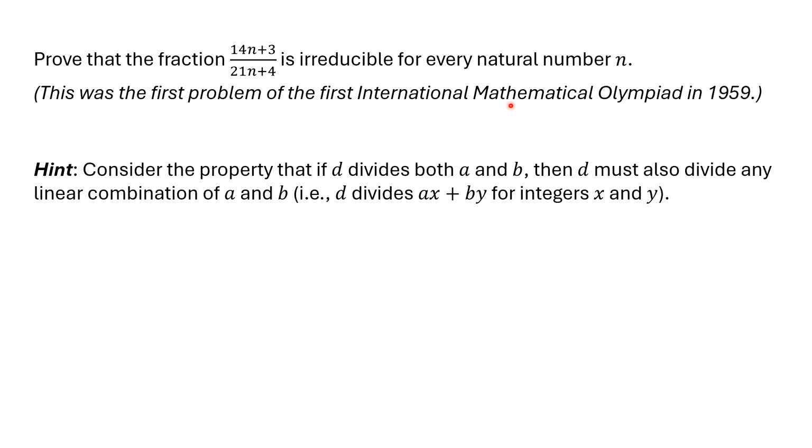Okay, here's the hint. Consider the property that if D divides both A and B, so for example, the GCD of A and B would be an example of such a D, then D must also divide any linear combination of A and B, i.e. D divides AX plus BY for integers X and Y. Okay, so that's the hint. I'll give you the solution on the next slide, and then I actually have a second solution, which I'll give you also.